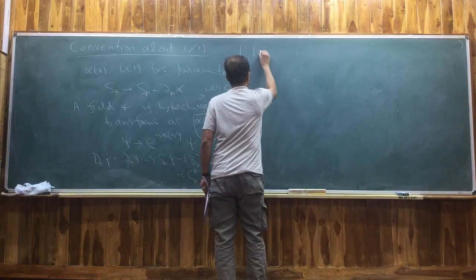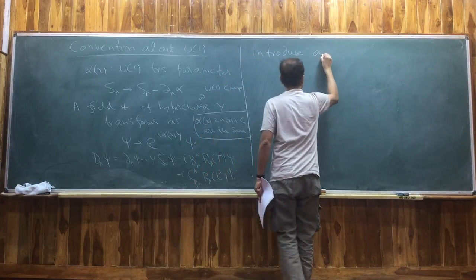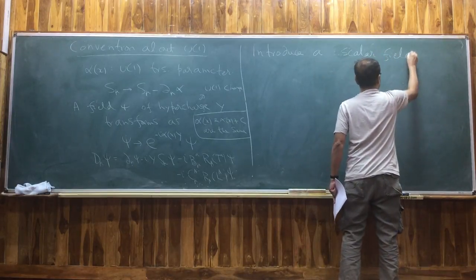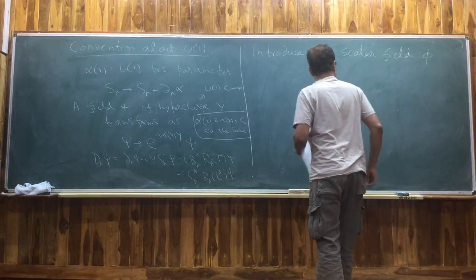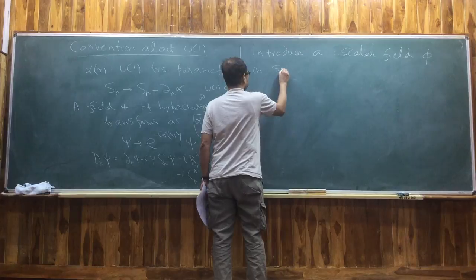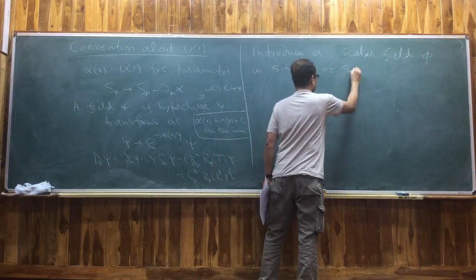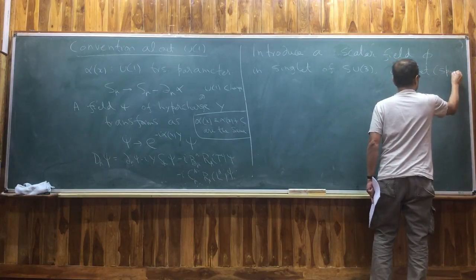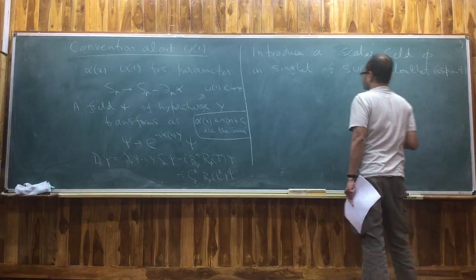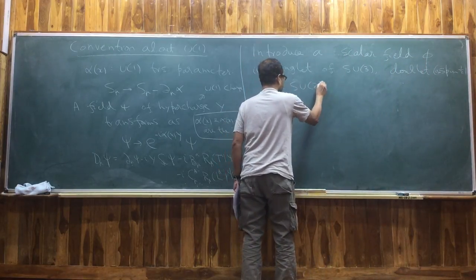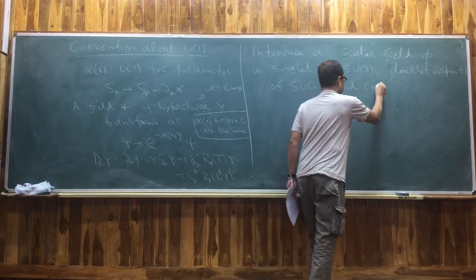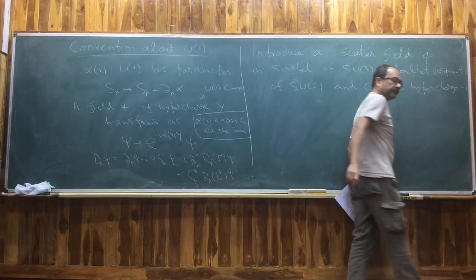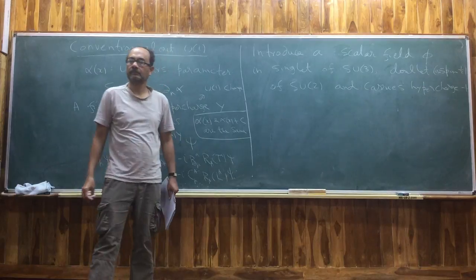So you now introduce a Higgs field, a scalar field. I'll call it phi. And this will be a singlet of SU3, a doublet, meaning isospin half, of SU2, and carries hypercharge minus one. So this is in the doublet of SU2.